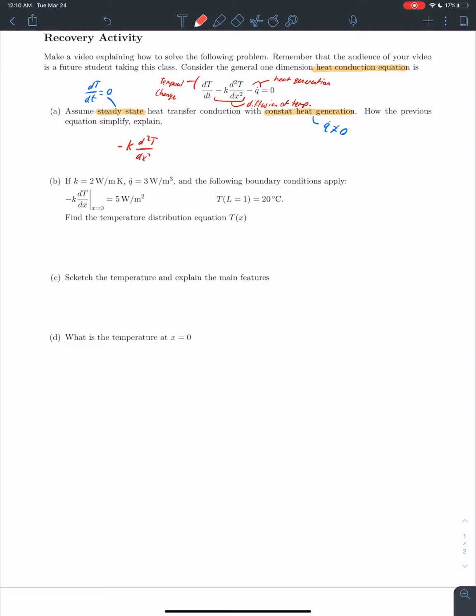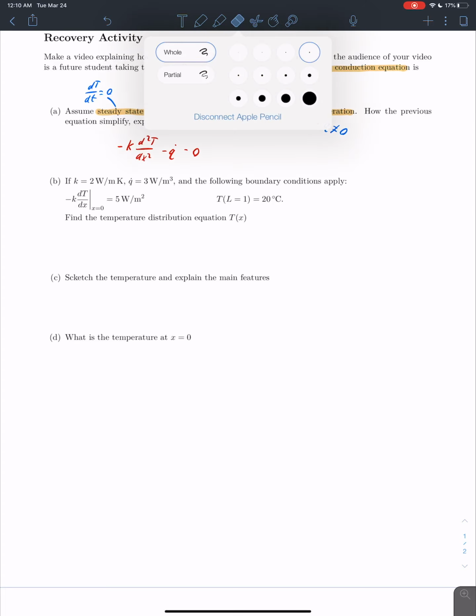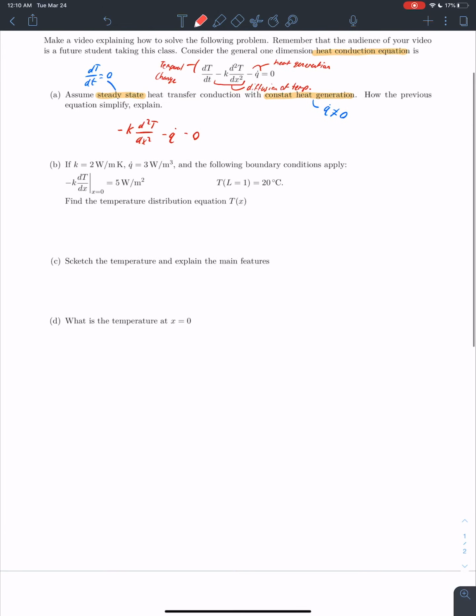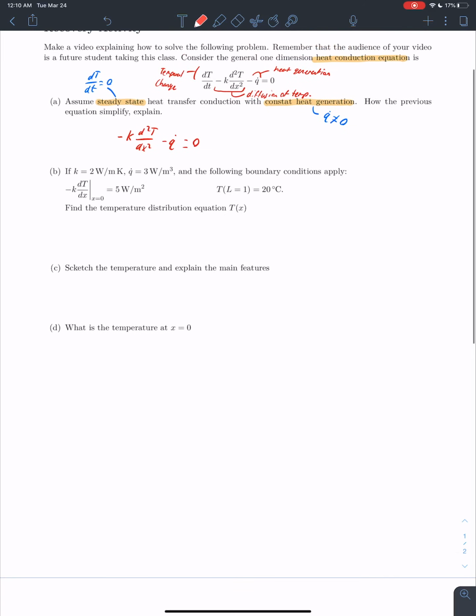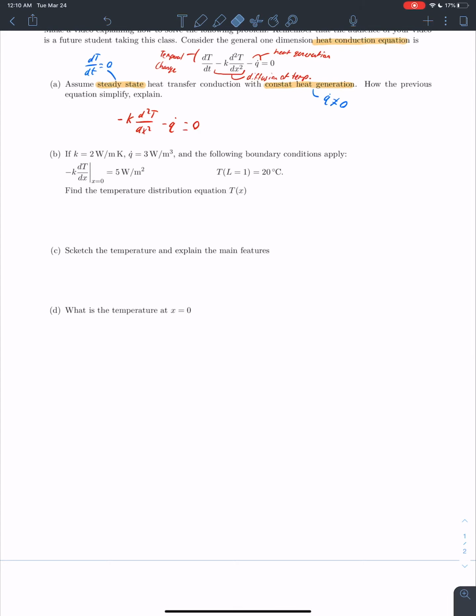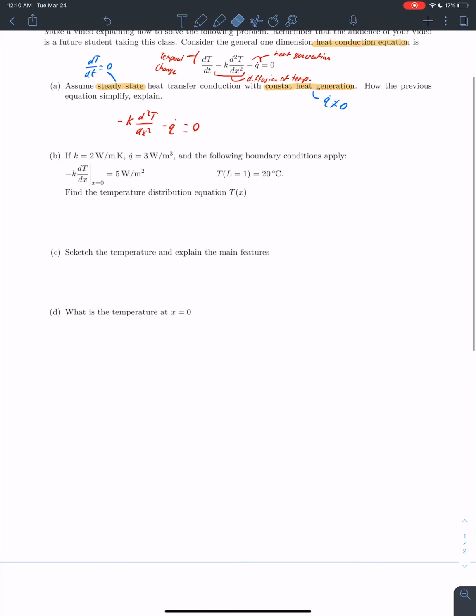That means that the heat conduction equation simplifies down to this right here. So just a little proof to show that what we're going to do next is valid. Just a little visual. So here we see that negative k d squared T over dx squared minus q dot is equal to 0.